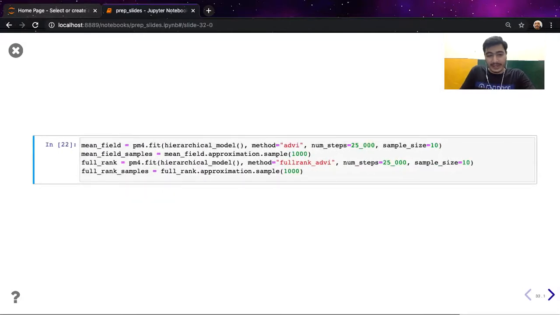Yeah, since we are aiming at computing some correlation, we can compute both mean field and full rank ADVI samples. Here I'm arbitrarily running the optimization loop for 25k iterations, and for a better convergence I'm using a higher sample size. One can tweak these things.